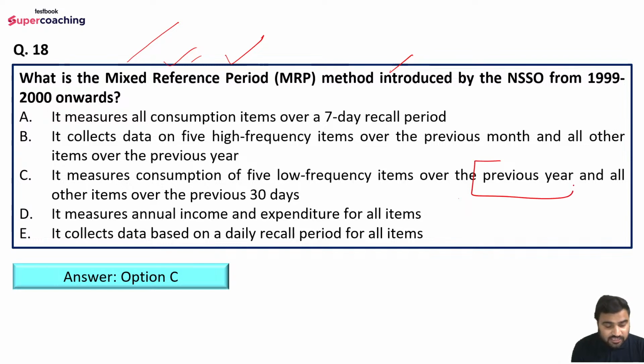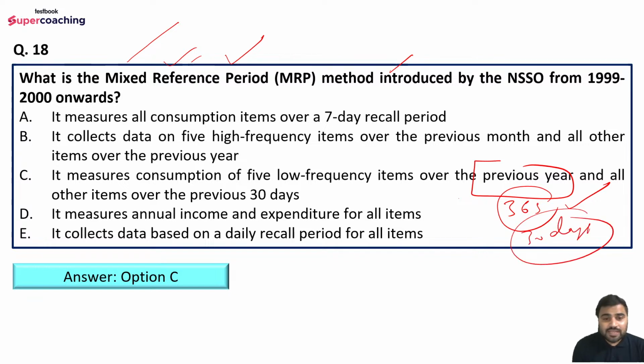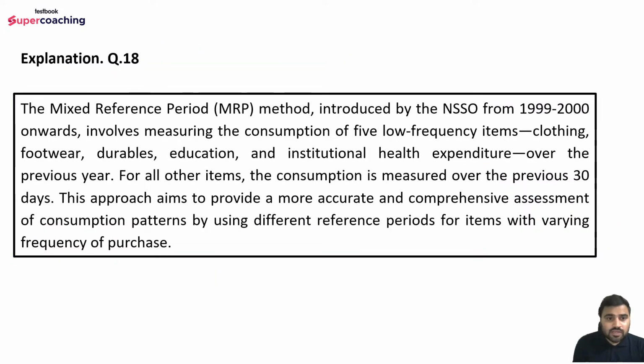पिछले 365 days में how much money you have spent and यहाँ पे 30 days में आपने कितना पैसा यहाँ पे खर्च किया है, right? तो यहाँ पे there are 5 low frequency items. 5 low frequency items होते हैं. For example, I will tell you here कि what are the 5 low frequency items here. So यहाँ पे 5 low frequency items are basically clothing, footwear, durables, education and institutional health expenditure.